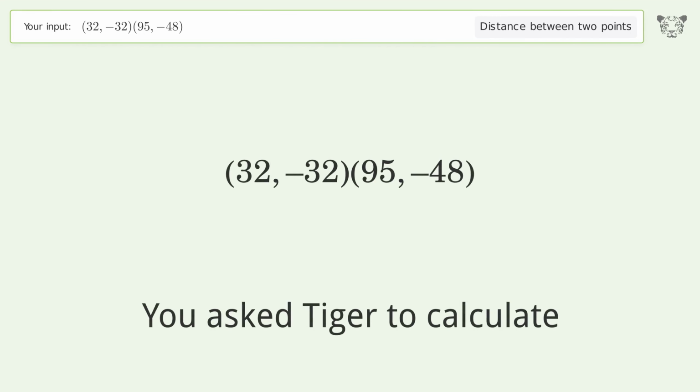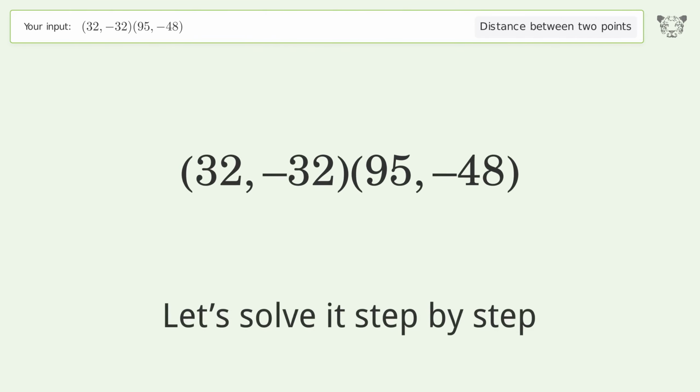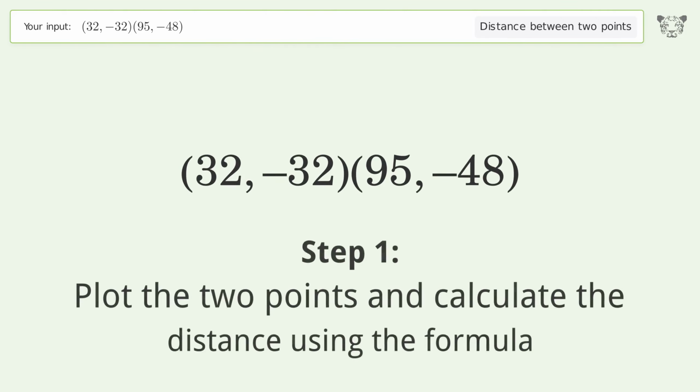You ask Tiger to calculate. This deals with the distance between 2 points. The distance between the 2 points is the square root of 4,225, or 65. Let's solve it step by step. Plot the 2 points and calculate the distance using the formula.